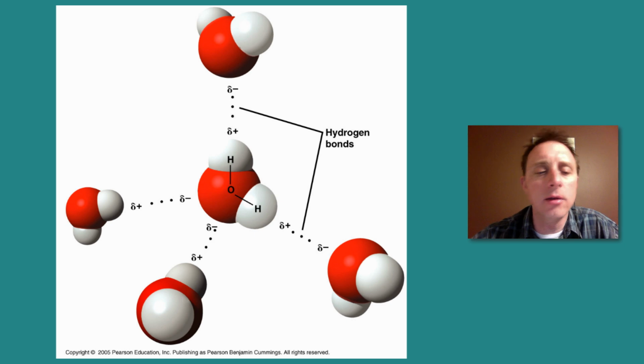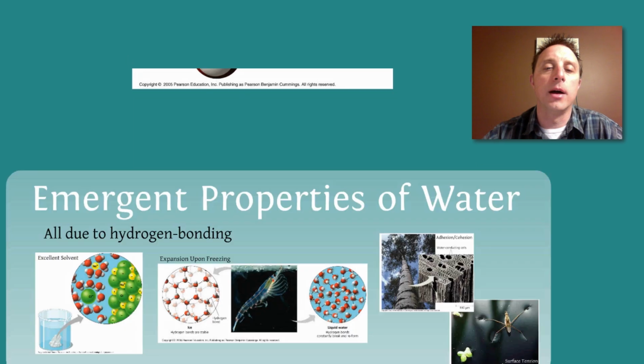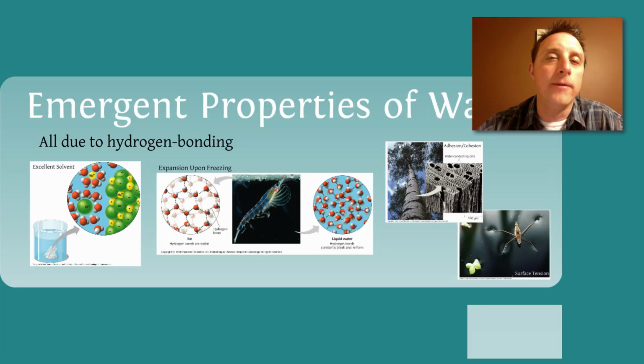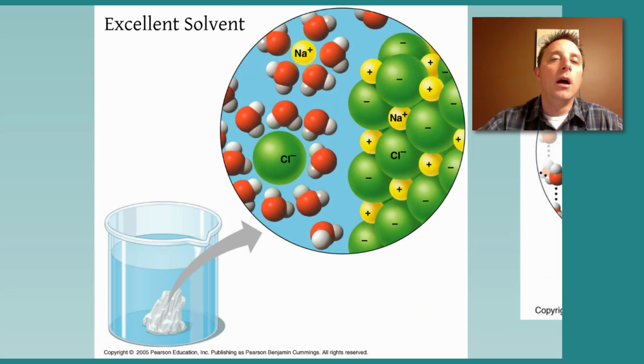So this is what water looks like when it arranges itself in space. You see the negative ends of one water molecule will align themselves with the positive end of another molecule, and this is all held together by hydrogen bonds. All of the important unique properties of water are all due to the ability of water to form these hydrogen bonds. And there are a few very important emergent properties of water. I'll go over a few of these here. And again, these are all due to hydrogen bonding. Very important that you remember that.